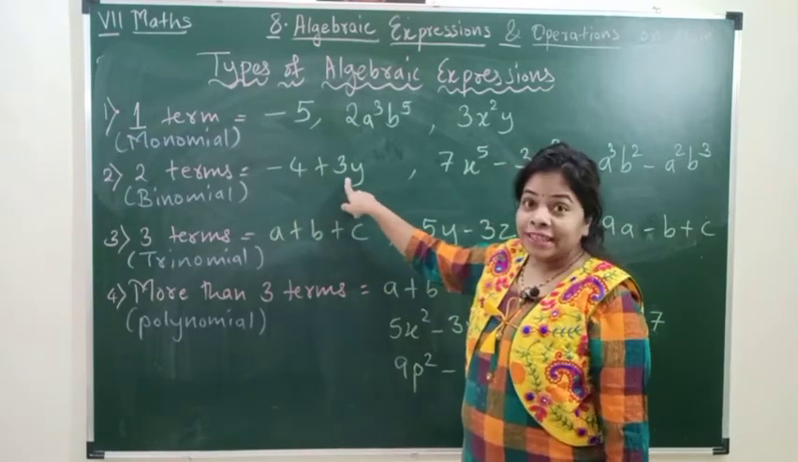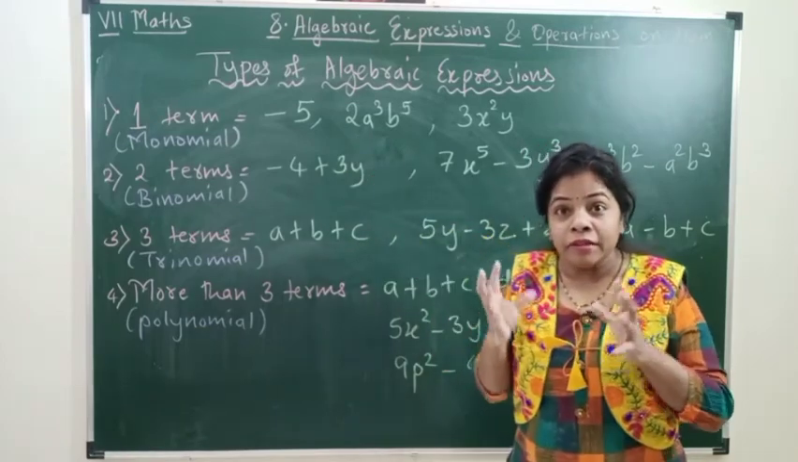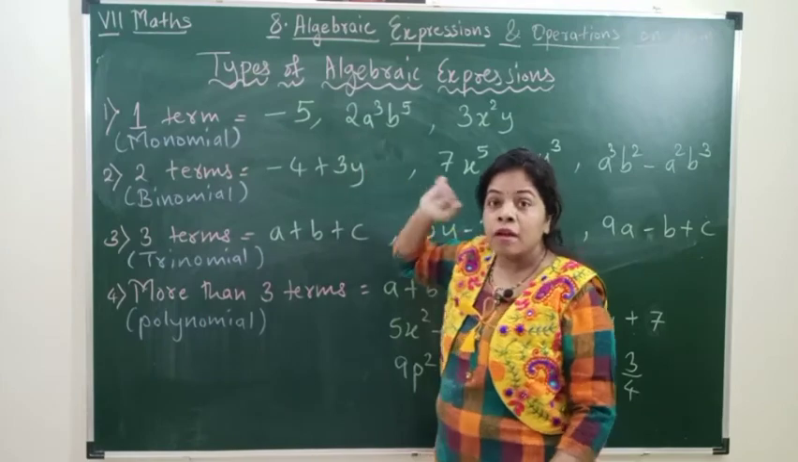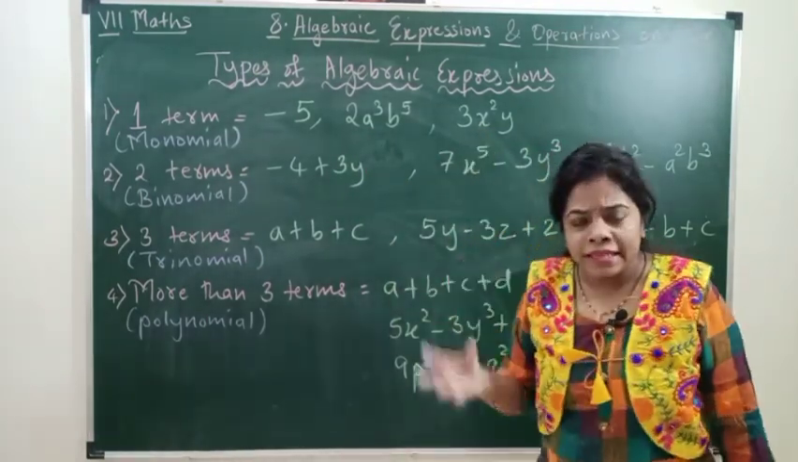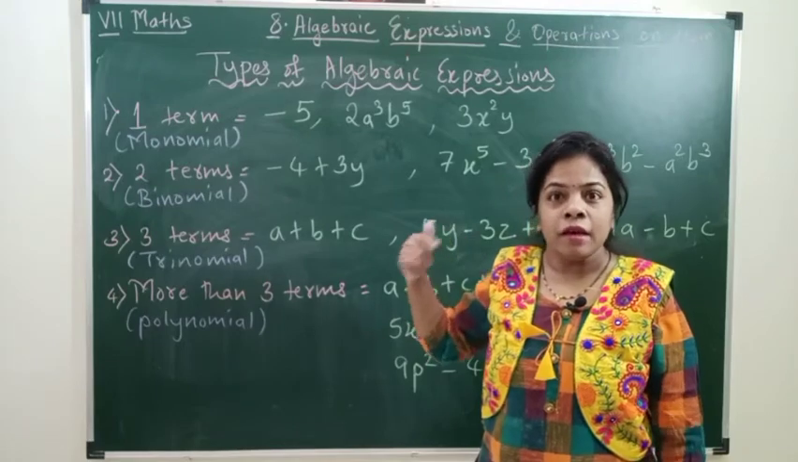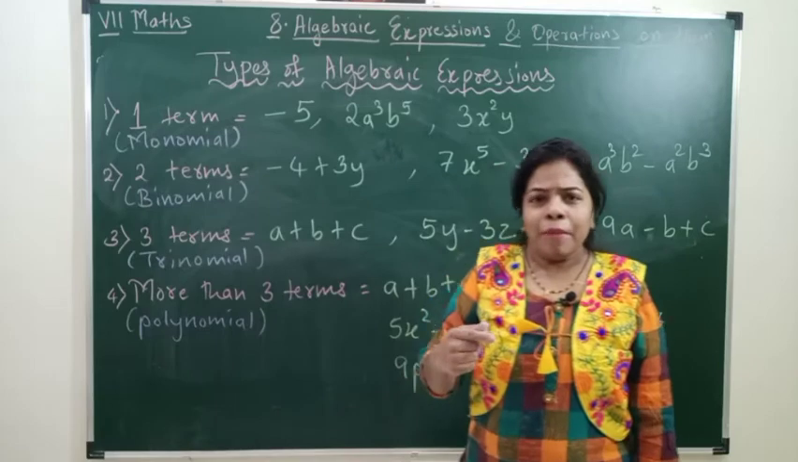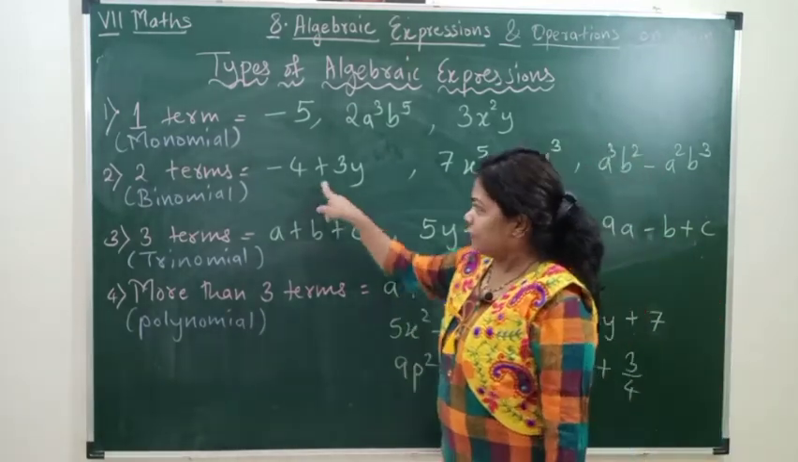Next, if the algebraic expression is having two terms, we will call it a binomial. See children, in this there were many alphabets, but they were all together as one family. That is why it is considered as a monomial. There are many alphabets here also. Still, it is again considered as a monomial. Now the next one, binomial.